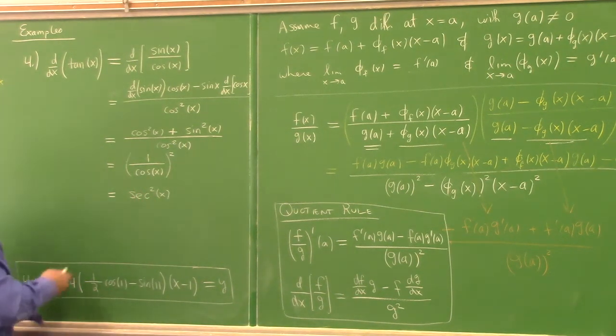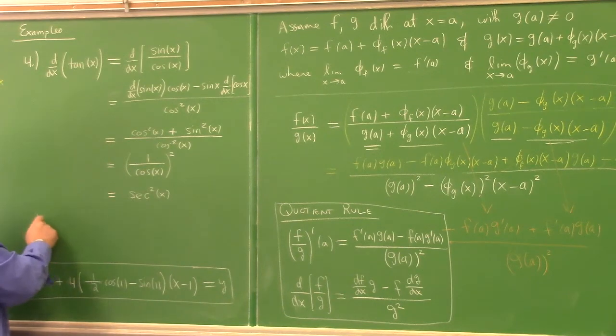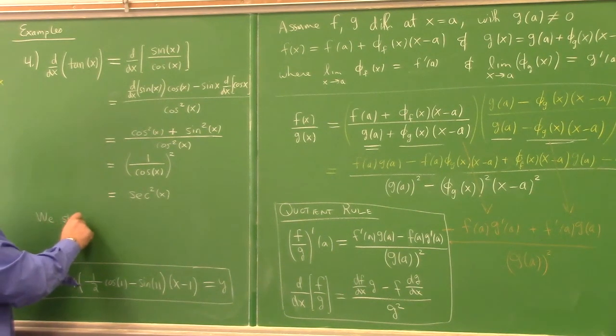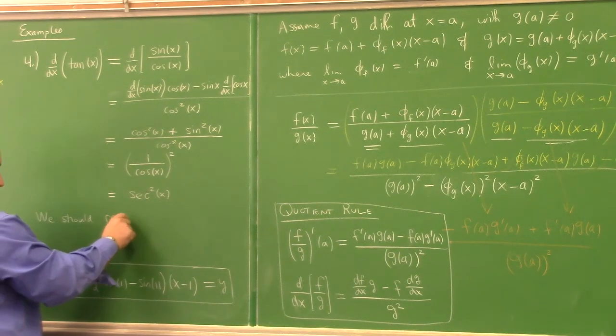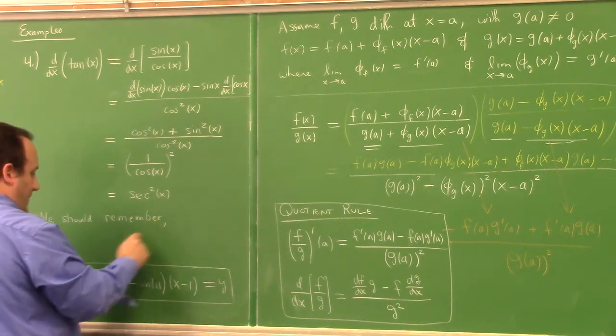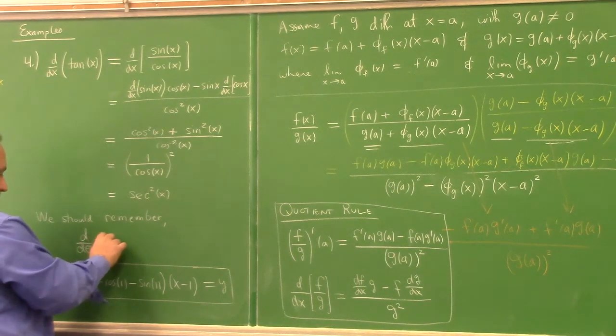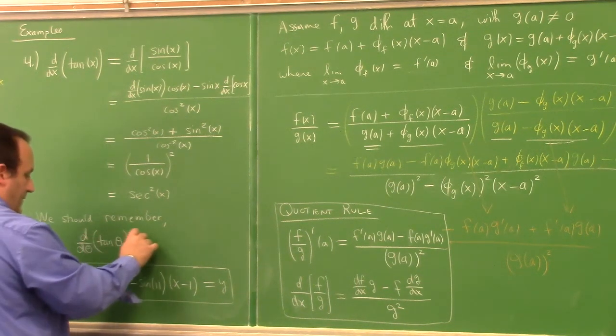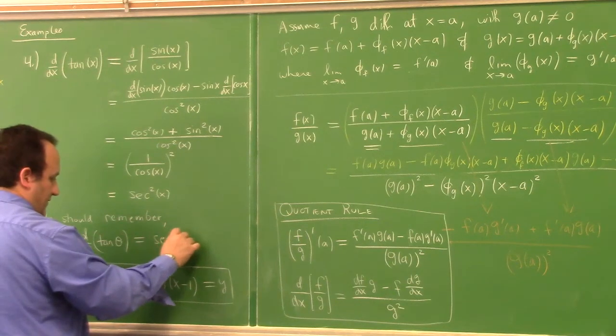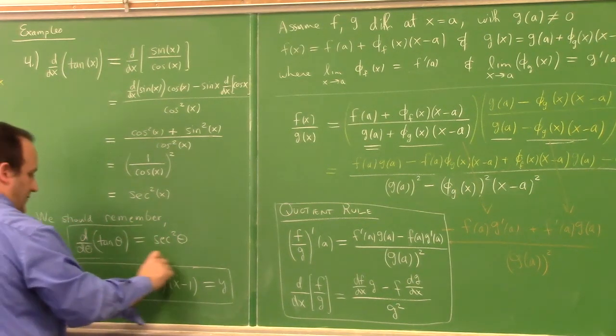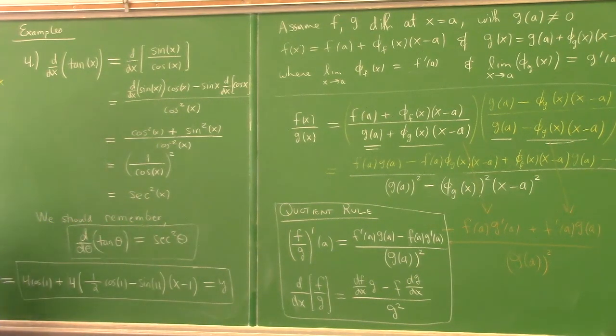And this is one of those results that's important to remember. So we should know, we should remember d, I'll use theta this time, d theta of tangent theta is secant squared theta. It's one of those ones that's famous enough that we try to memorize it. But you can derive it, right? It's just the quotient rule. The derivation is just the quotient rule.